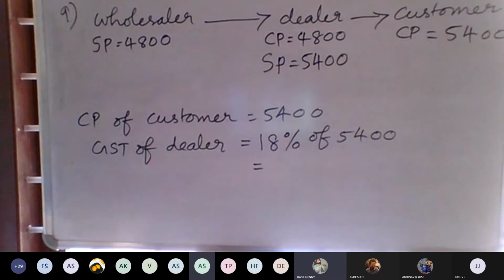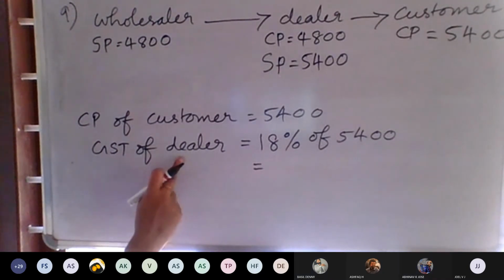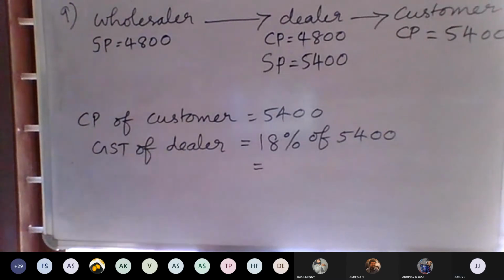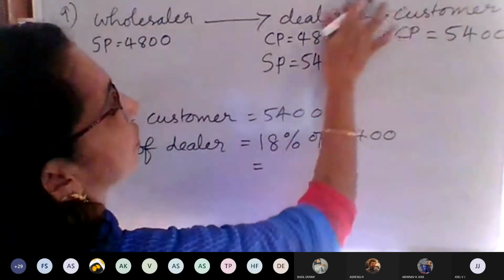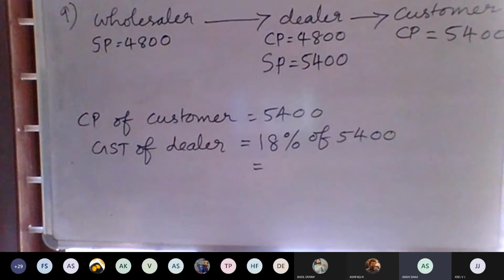Sorry, what did I write here? 972. One mistake here, no? GST of which one? Dealer is the customer. We are doing this transaction, no? No one asked me the doubt. What I wrote here, GST of dealer, is it correct?